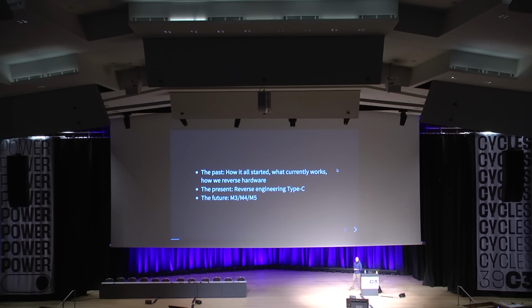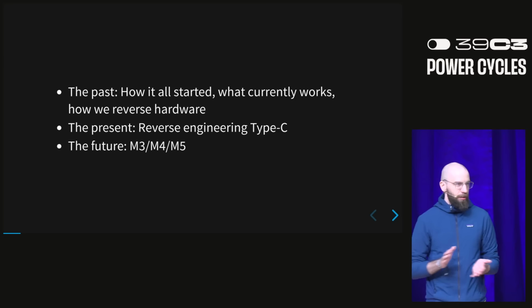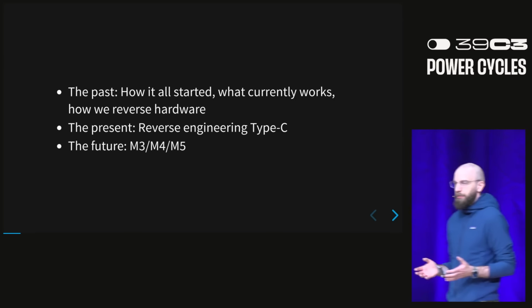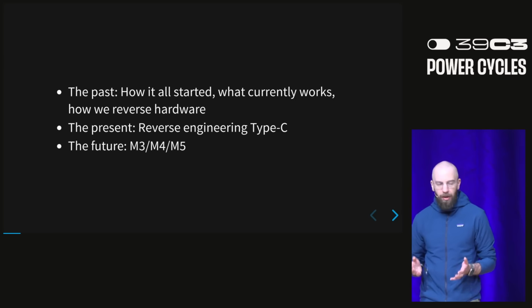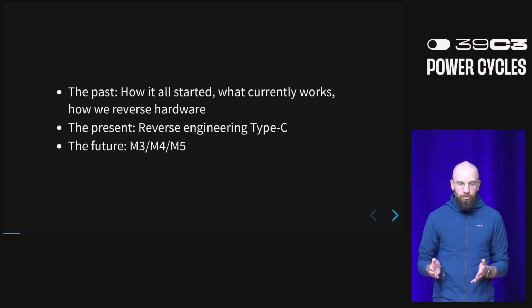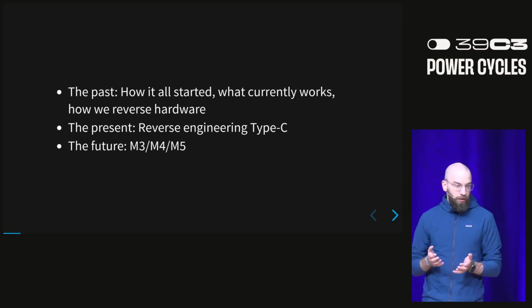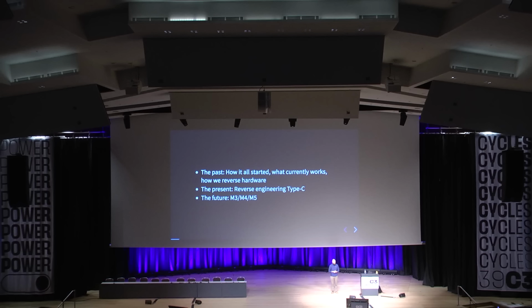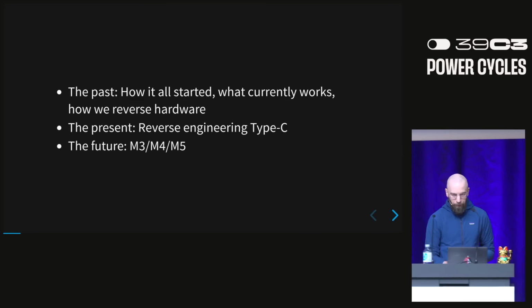I will roughly have three sections. At first, I'll talk about the past a little bit: how the project was started, how all this tooling we have is built, and how we actually reverse engineer hardware. Then in the next section, I'm going to show how I used this tooling to reverse engineer the Type-C ports and build USB support and so on. And then at the end, we have a brief outlook about the M3, M4, M5 chips, which are currently not supported in our project, just to give you the state and what our plans are there.